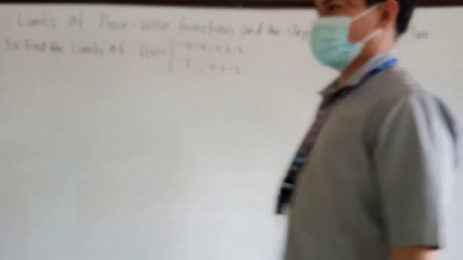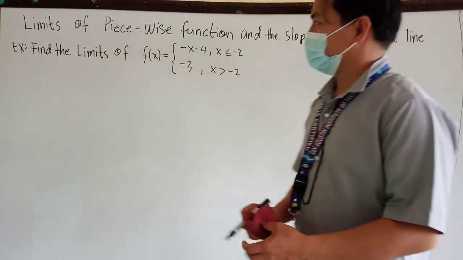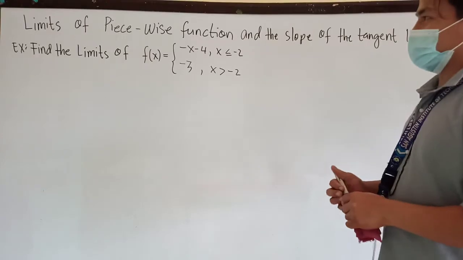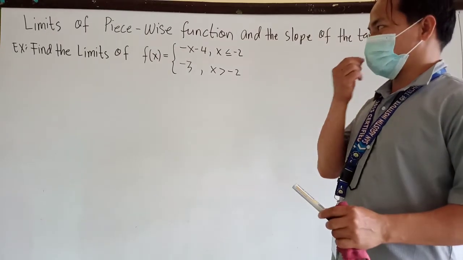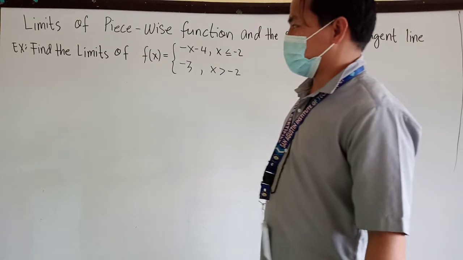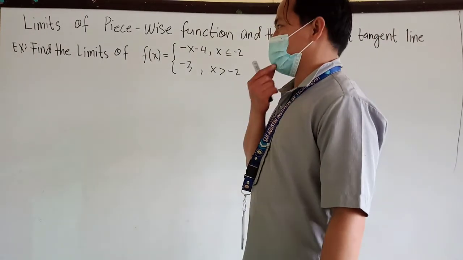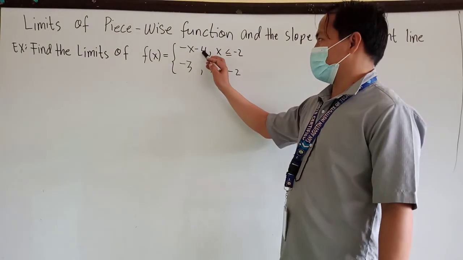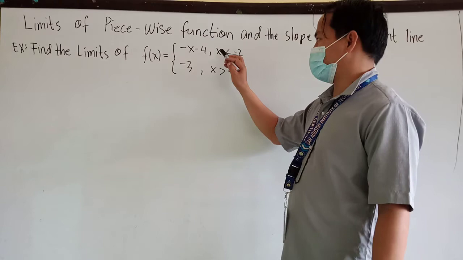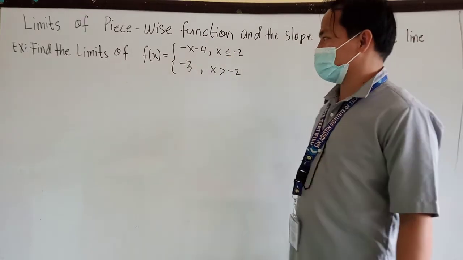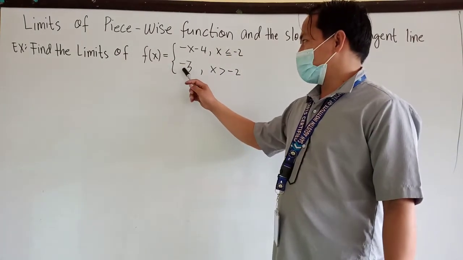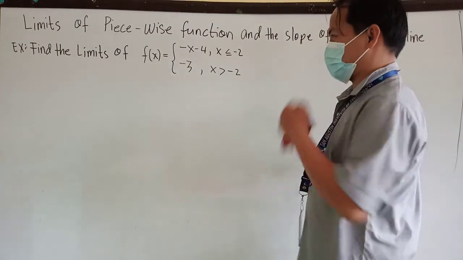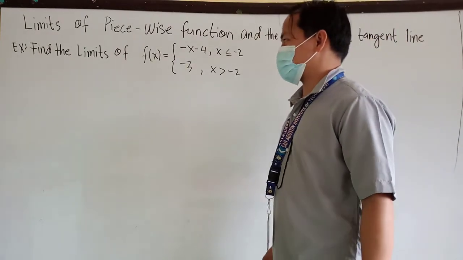Okay, good morning. So at this time we'll tackle the limits of the piecewise function and the slope of the tangent line. First, we will have an example for getting the limits of the piecewise function, given that f of x is equal to negative x minus 4 as x approaches 2, for x less than or equal to negative 2, while we have negative 3 for x greater than negative 2. So how do we find the limits of this given function?